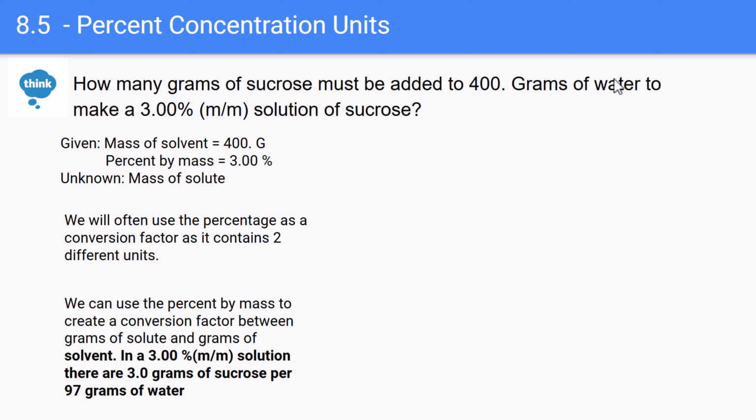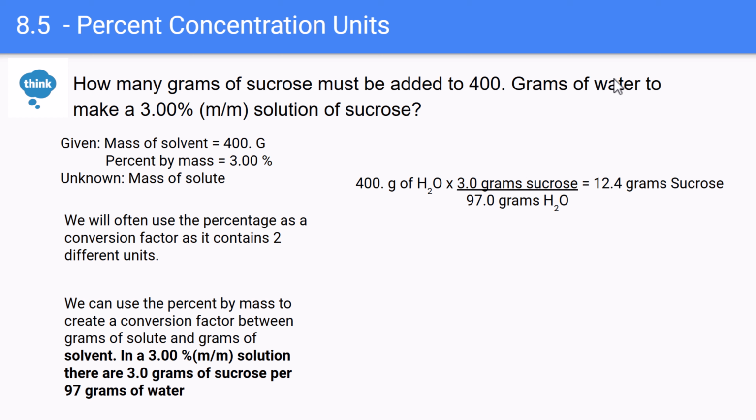So remember, there's two ways we can look at these conversion factors. We can look at it as grams of solute per grams of solution, or grams of solute per grams of solvent. And that's what we're looking at at the bottom here. So we can use that as a conversion factor to go between grams of solute and grams of solvent. We solved the problem the exact same way we did before. We're going to take that 400 grams of water, and then multiply it by the conversion factor where there's 3 grams of sucrose per 97 grams of H2O, resulting in 12.4 grams of sucrose.